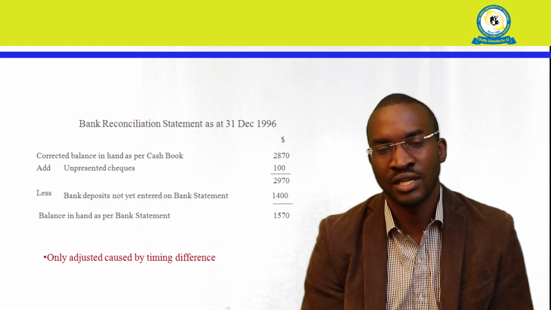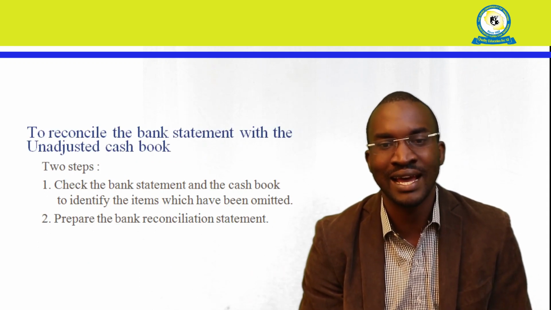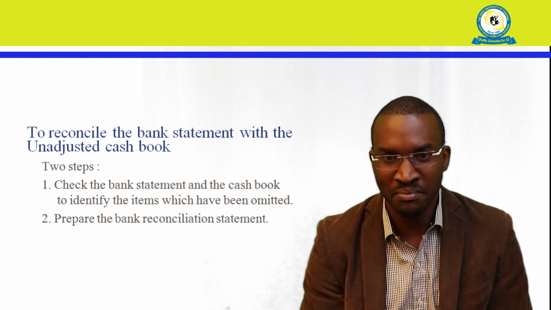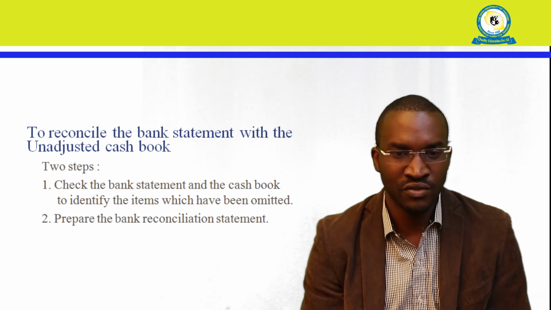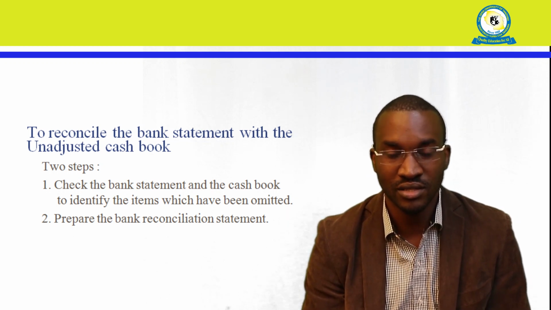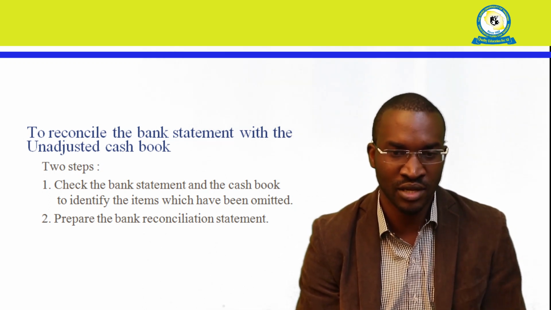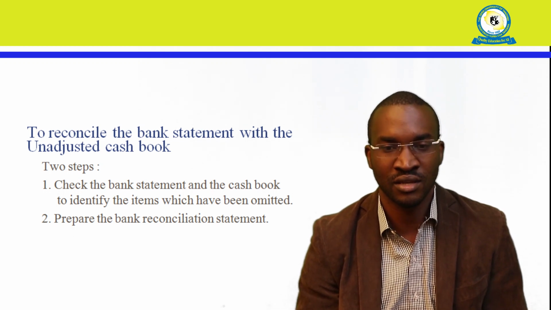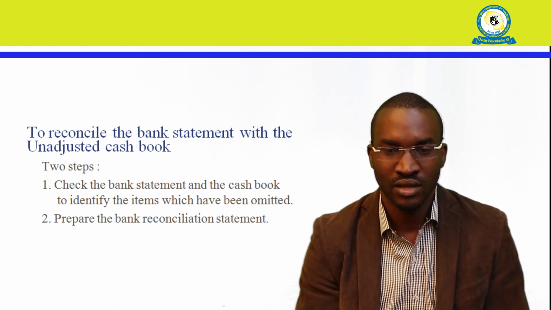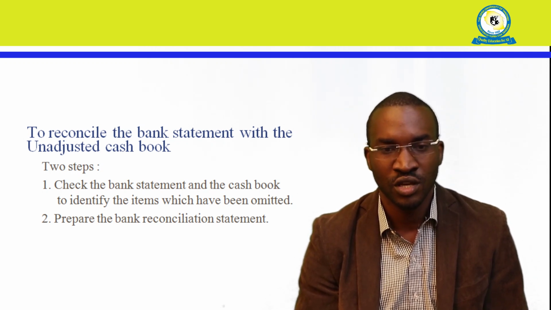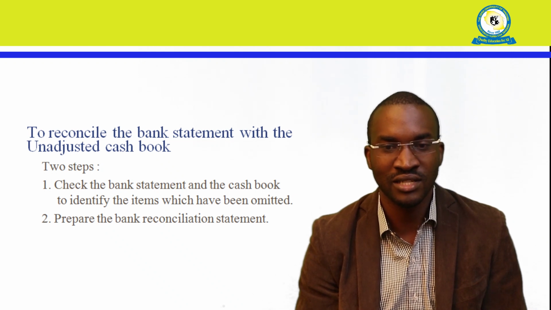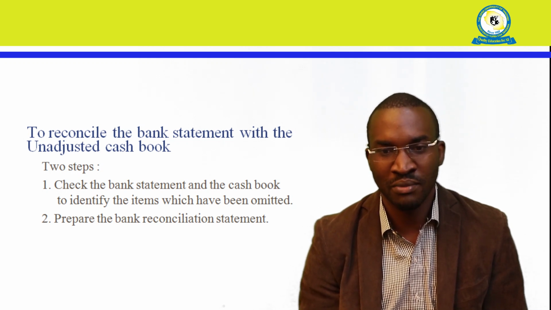Now, this is another method to reconcile the bank statement with the unadjusted cash book. Two steps are involved. One, check the bank statement and the cash book to identify the items which have been omitted. So the step is the same as the previous method that we used to come up with the reconciliation statement. But second, then prepare the bank reconciliation statement.